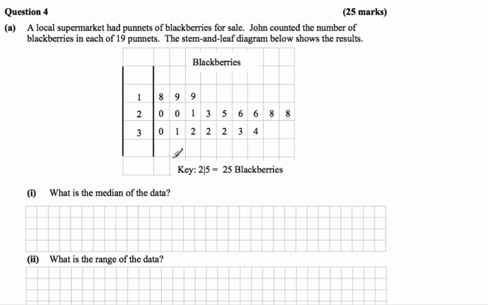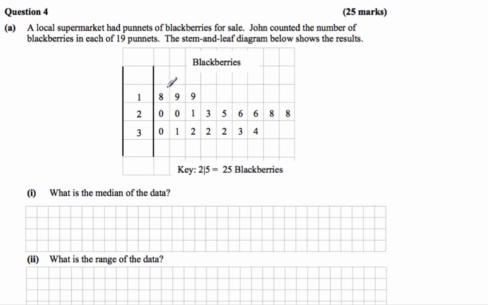So we have our stem and leaf diagram here. Our key says that 2 line 5 is 25 blackberries. So it says, what is the median of the data? So the median is the middle number. Now, the first thing to know is that the data is in order. It's ordered from smallest up to biggest.